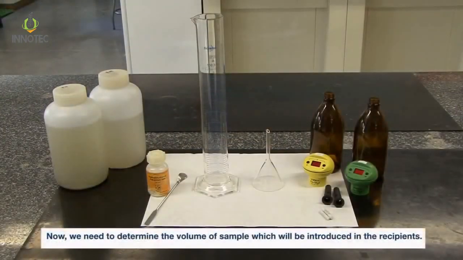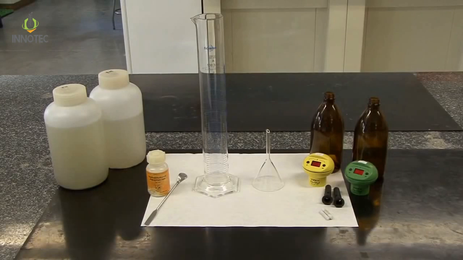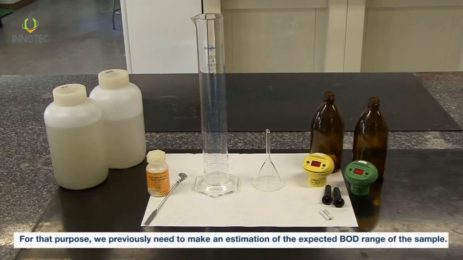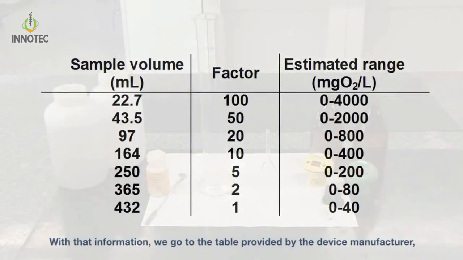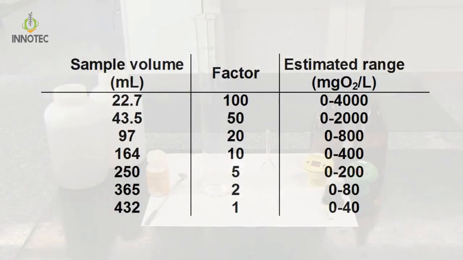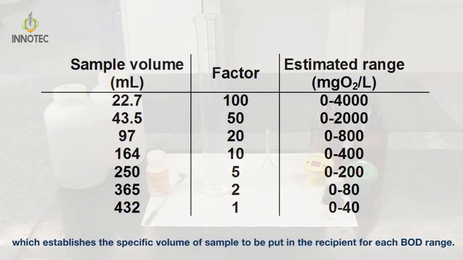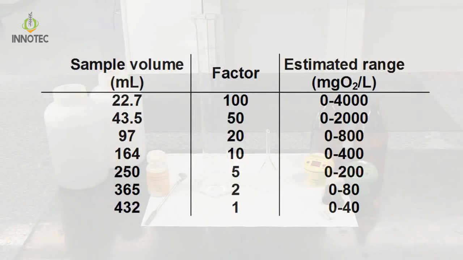Now, we need to determine the volume of sample which will be introduced in the recipients. For that purpose, we previously need to make an estimation of the expected BOD range of the sample. With that information, we go to the table provided by the device manufacturer, which establishes the specific volume of sample to be put in the recipient for each BOD range.